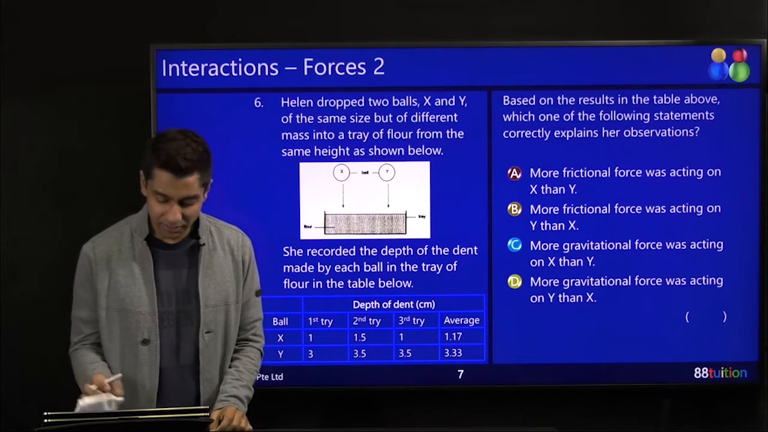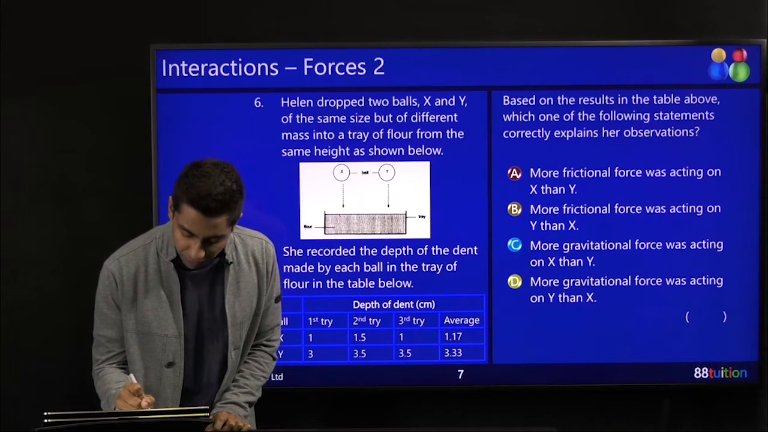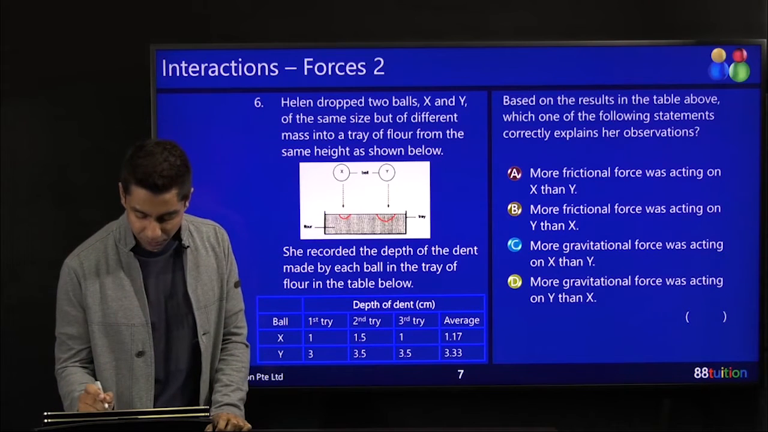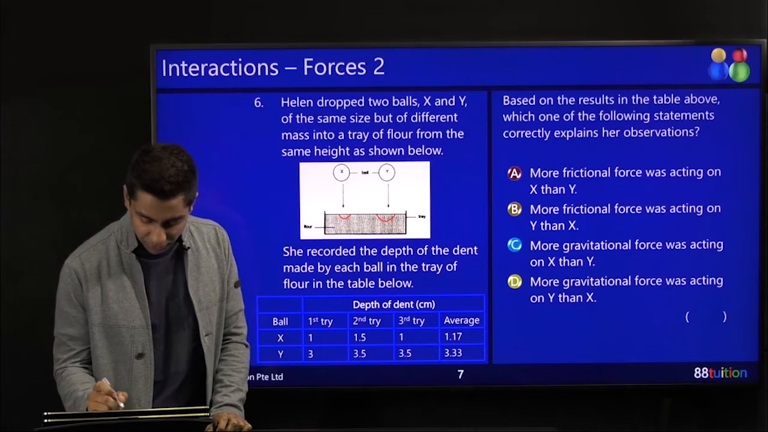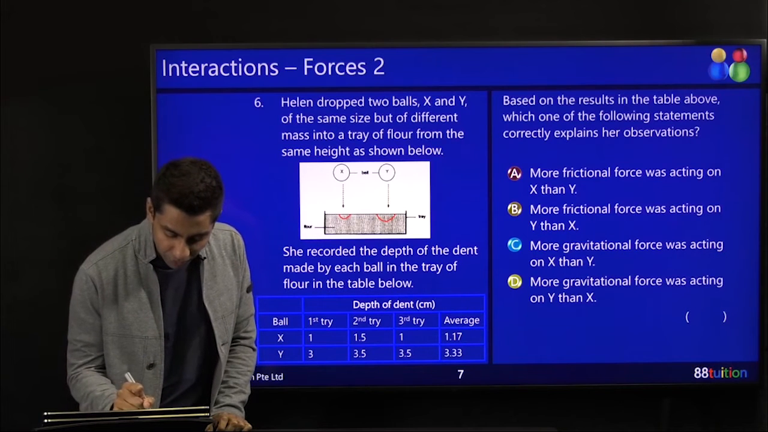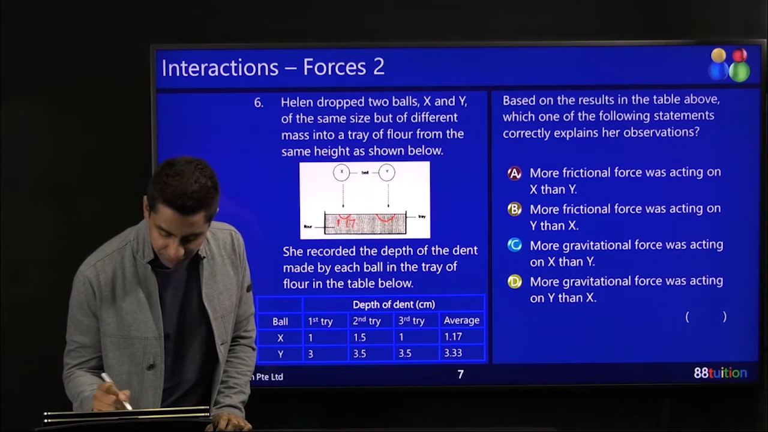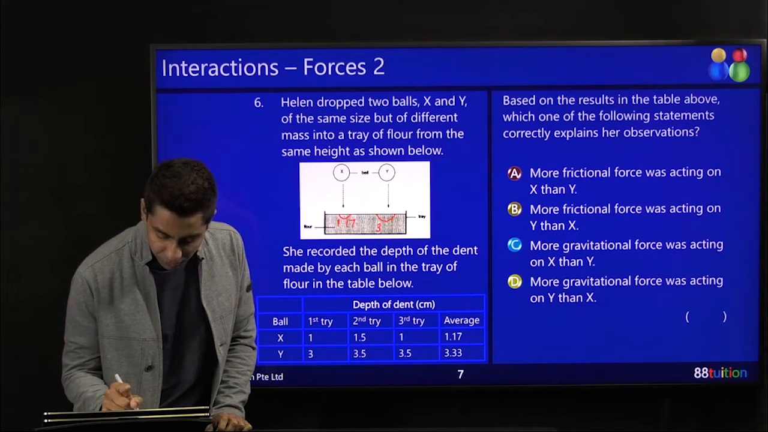What do you mean by dent? So this is what I mean. Something like that, and then this one caused a bigger dent. I do not know, is it Y? Because yes, this one, the average was only 1.17 cm. The other one was 3 cm.